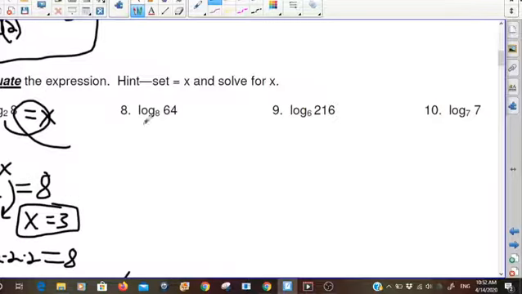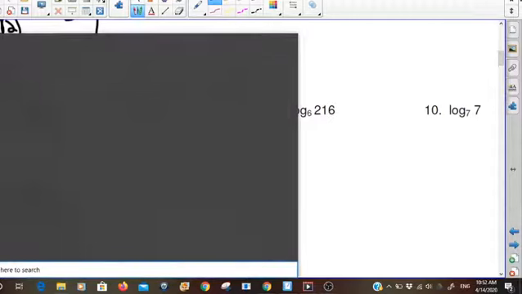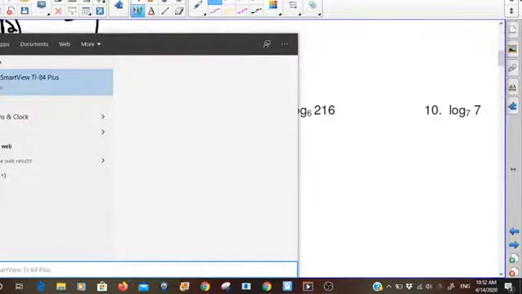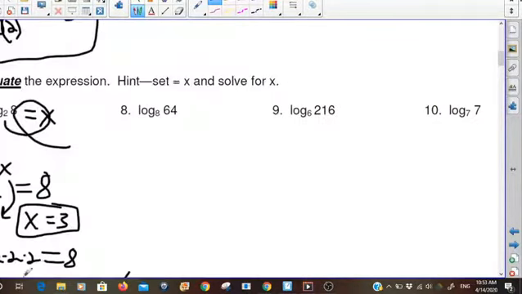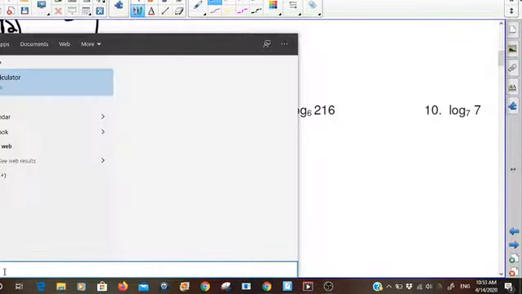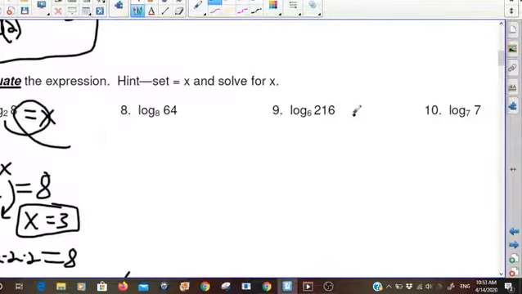You can also use your graphing calculator, kind of like I showed you in the other video. You can also use regular calculators as well. But when you use other calculators, you don't have the log base feature. So I'll show you on a regular calculator as well. And it just means you have to use the change of base, basically. So those are the two things that we're going to be showing you right now.